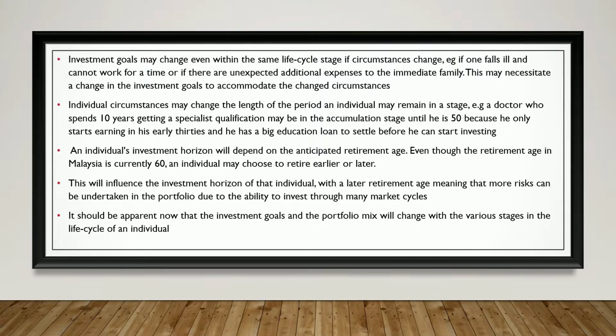An individual's investment horizon will depend on the anticipated retirement age. Even though the retirement age in Malaysia is currently 60, an individual may choose to retire earlier or later. A later retirement age will influence the investment horizon, meaning that more risks can be undertaken in the portfolio due to the ability to invest through many market cycles. It should be apparent now that the investment goals and the portfolio mix will change with the various stages in the life cycle of an individual.